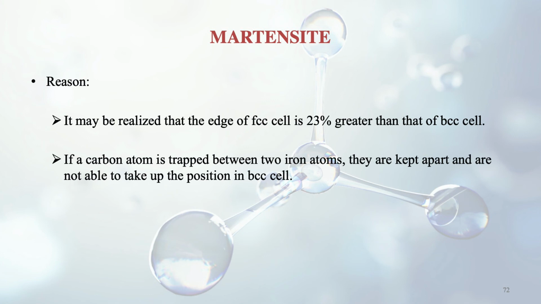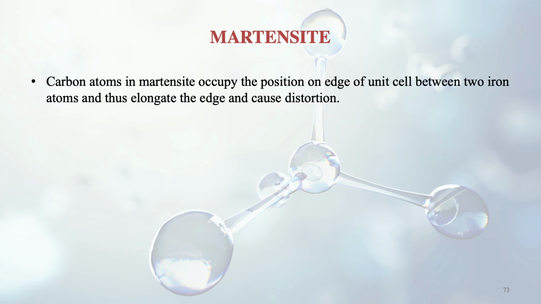So what happens due to that? The carbon atoms in martensite occupy the position on the edge of any unit cell between two iron atoms, and due to this reason, the edge on which this carbon atom is there elongates, and so there is distortion. So the net effect is that it is not at all a cubic structure now.